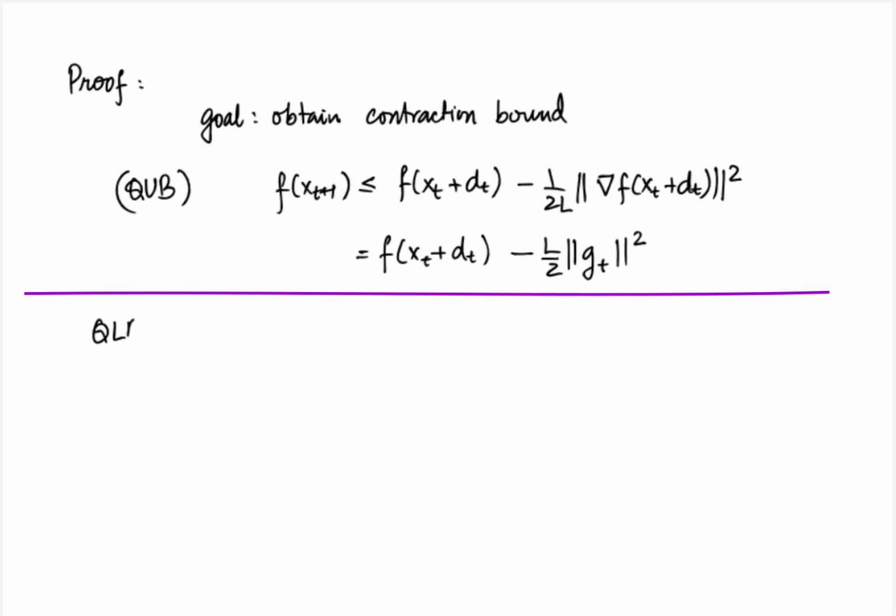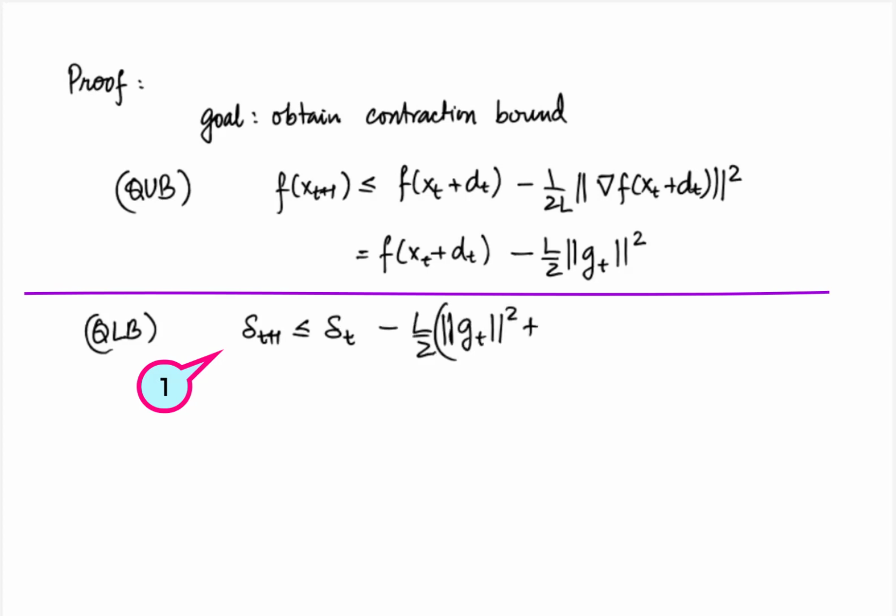Now for the first inequality, we use the quadratic lower bound at x_t and then rearrange so as to obtain delta t plus 1 is less than or equal to delta t minus L by 2 norm square of g_t plus 2 times inner product of g_t comma d_t minus mu by 2 norm square of d_t.